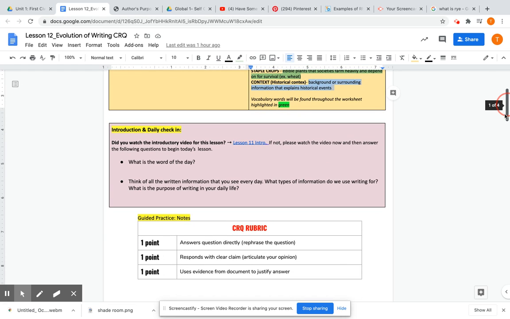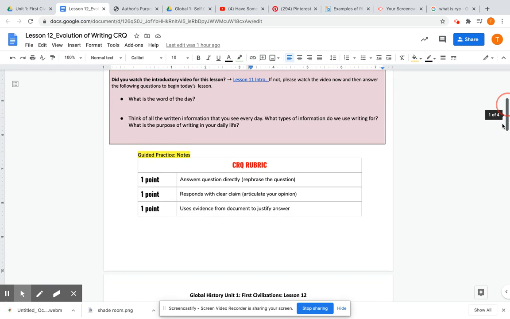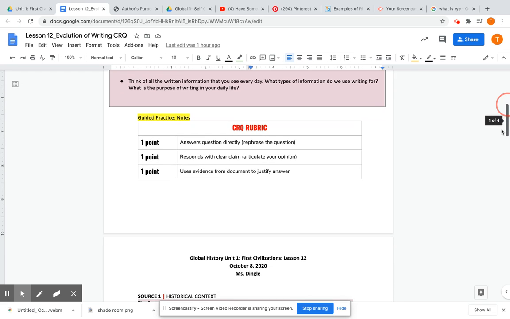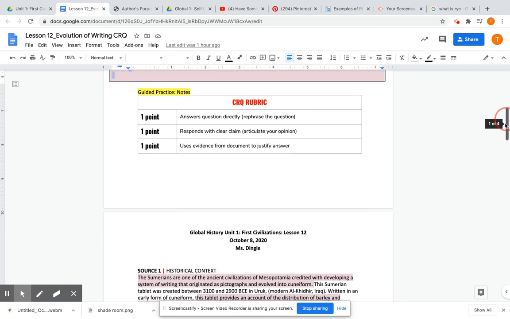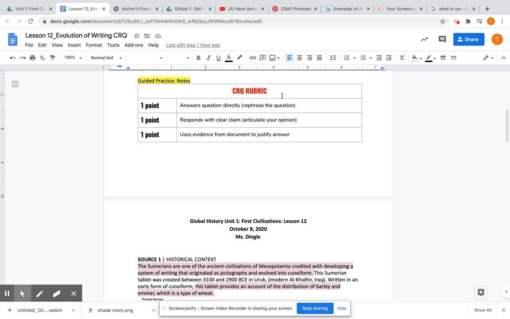Always checking in with the word of the day as well as the icebreaker question. Today's icebreaker question is: think of all the written information that you see every day. What types of information do we use writing for? What is the purpose of writing in your everyday lives? All right, so why do we write? What's the purpose?